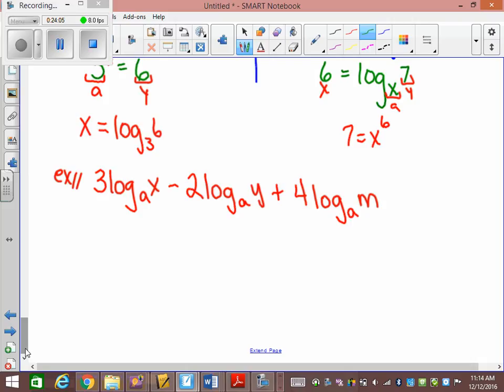Get rid of the coefficients. You can't put anything together unless you have plus or minus 1s in front. So I'm going to bring this up as a 3, bring this up as a 2 with my power rule, bring this up as a 4. Huge hint that you're probably going to put these together is the fact they all have the same base.